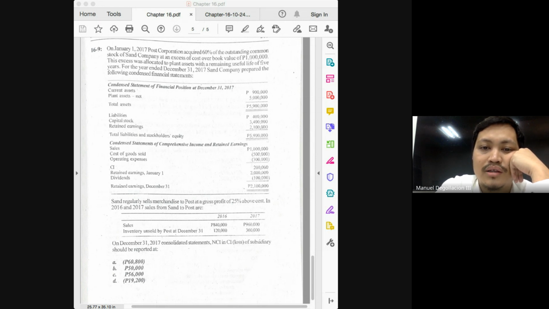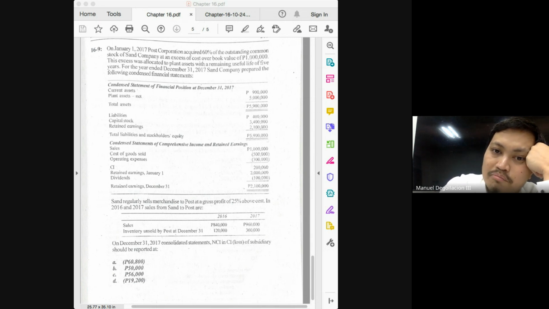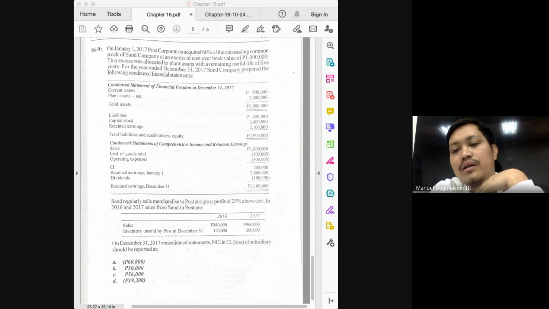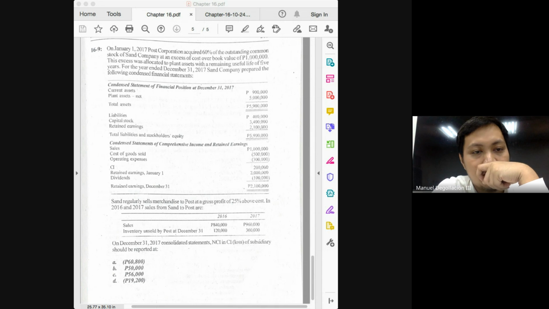What do we do with the 72,000? Deduct it from the income of the subsidiary. So far, what do we have? 200 minus 200 plus 24 minus 72. How much will that give you? So we have a loss of 48,000.